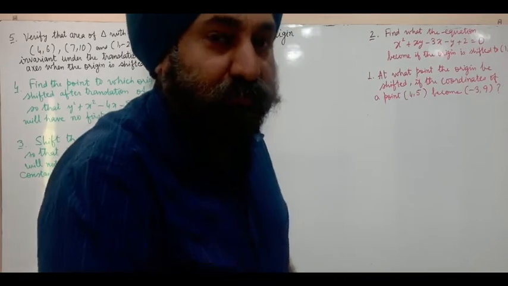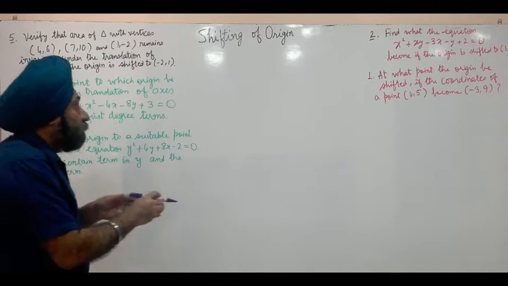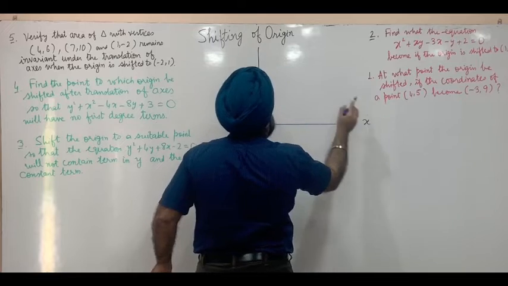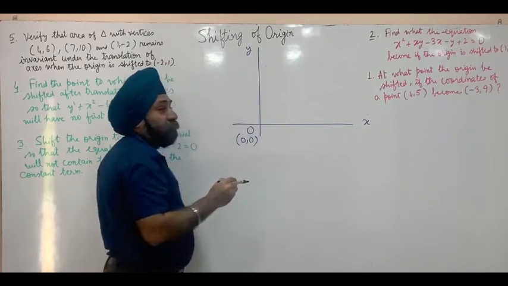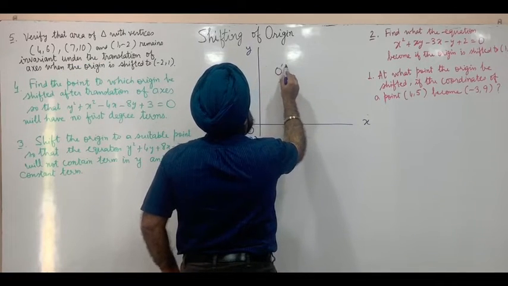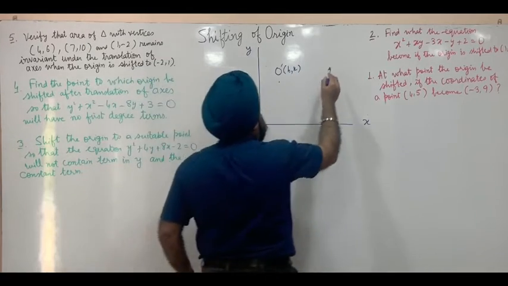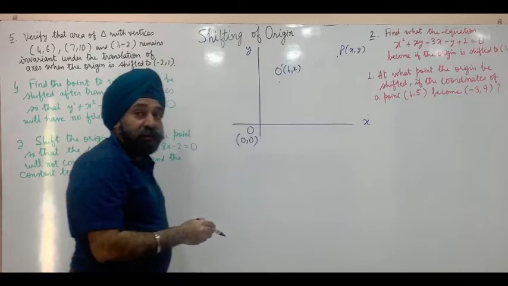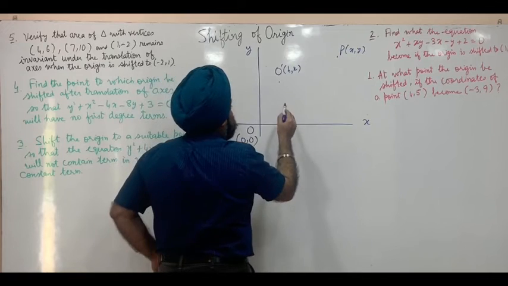Let us discuss shifting of origin today. This is the concept. This is the x-axis, this is the y-axis, and this is the origin, (0, 0). Consider two points: O dash with coordinates (h, k) and a point P with coordinates (x, y). We know coordinates are nothing but distances from the coordinate axis.